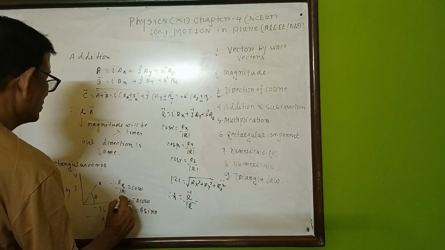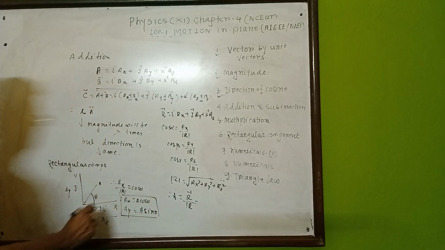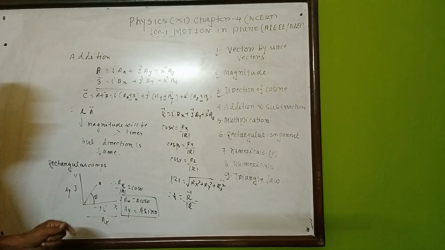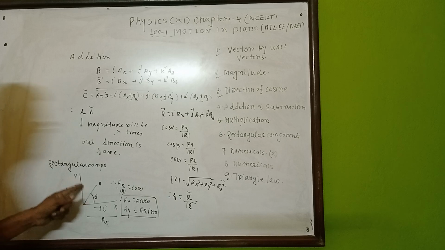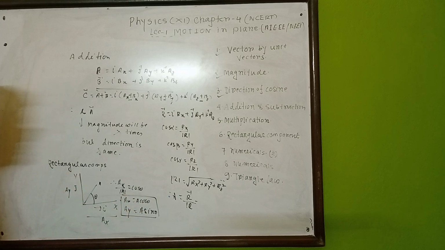These are called rectangular components in the sense that they are sides of a rectangle, x and y, and the angle is 90 degrees. But children, always remember, sometimes theta may be given with the vertical, then cos theta will become sin theta. Now I have taught you rectangular components.